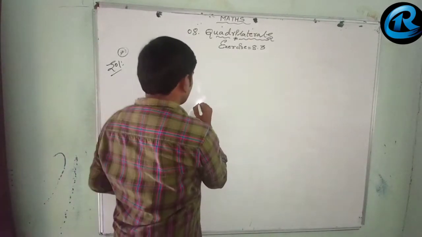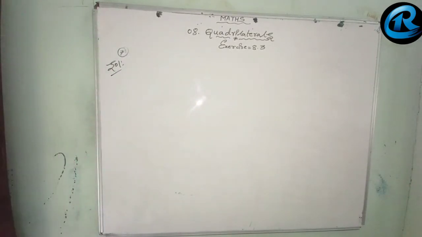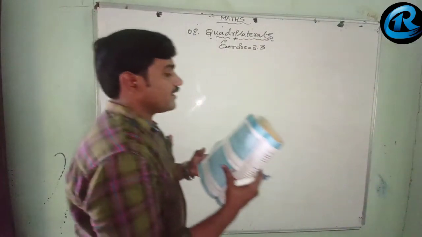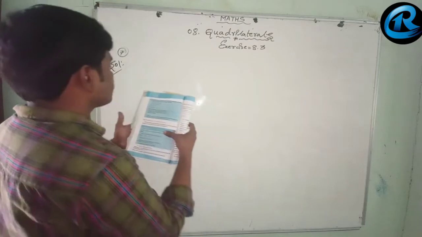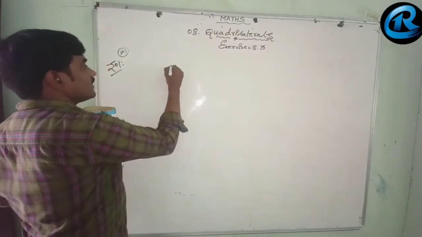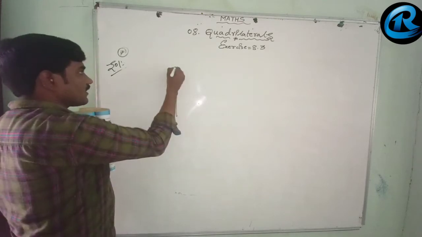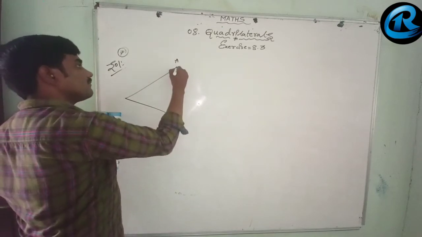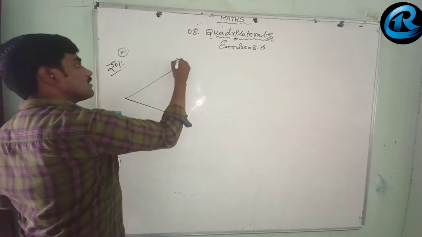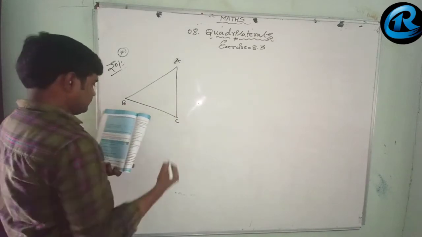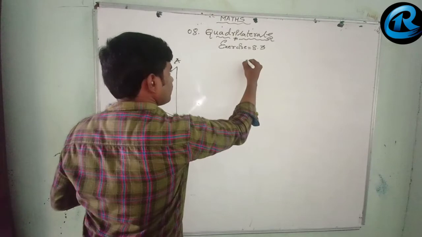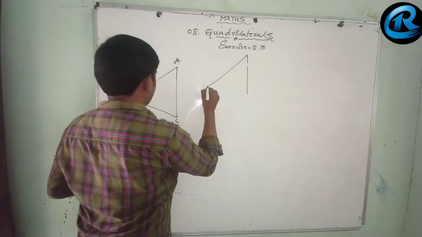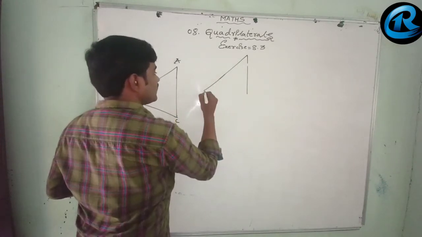Now, let us see that question number 7. In triangle ABC and triangle DEF, there is one triangle ABC. Let us draw the triangle here, ABC, and there is another triangle DEF.